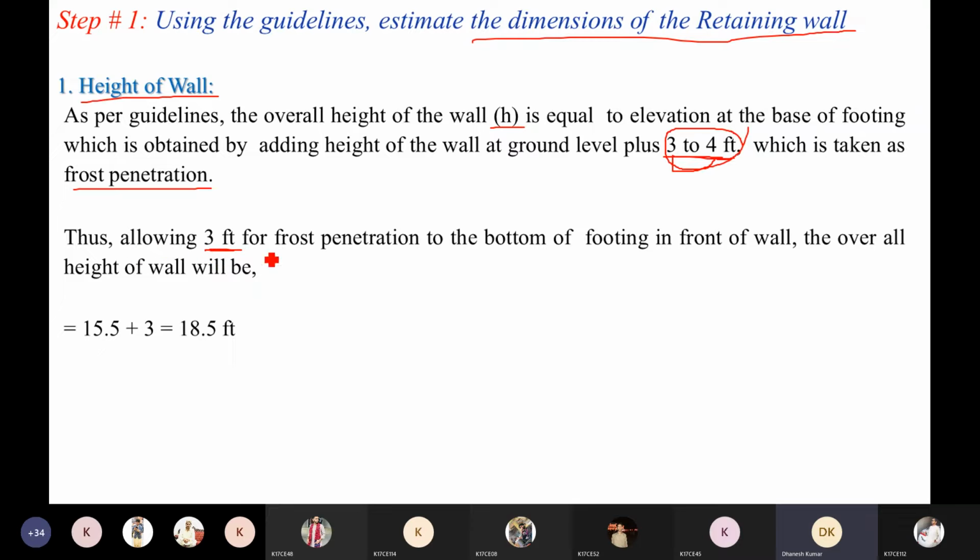So thus allowing 3 foot for the frost penetration to the bottom of the footing in front of the wall, the overall height of the wall will be the height of the bank, which is 15 foot 6 inches, which in a foot comes out to be 15.5 foot, plus 3, that is your frost penetration, and it totally comes out to be 18.5 foot. For being on the safe side, you can approximate it into 19 foot, but as the problem says, you can take 18.5 foot.